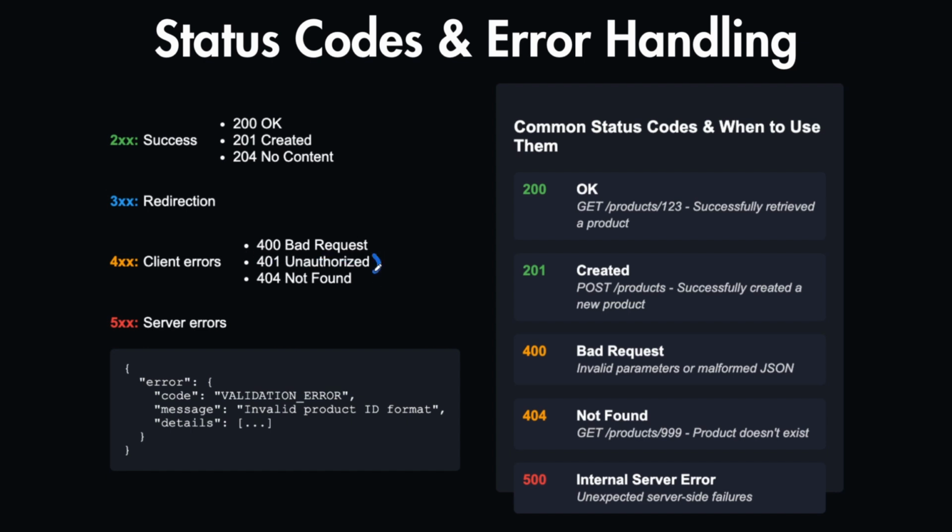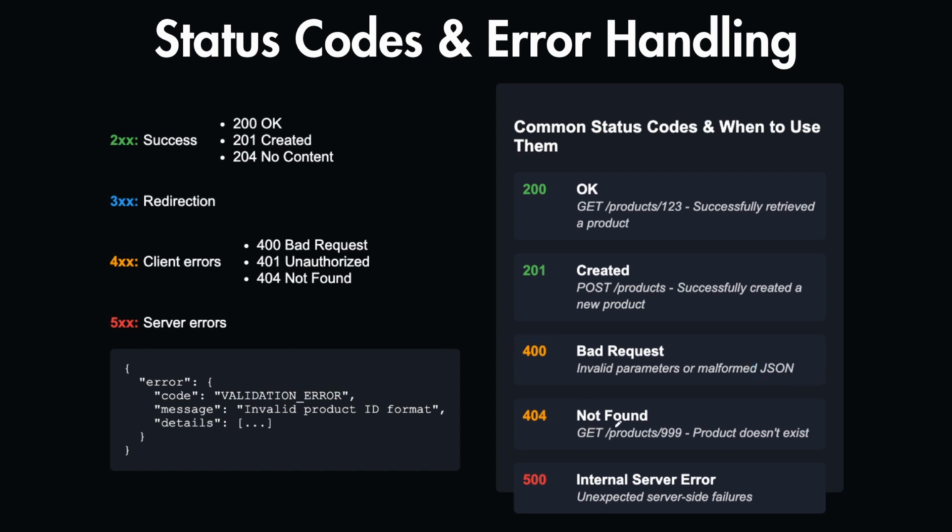In 401, we have unauthorized requests, meaning the user is not authenticated to make this request. For 404, we have not found. So generally, when you visit some URL or you make a request for some specific resource that doesn't exist, you would get this 404 status code. So for the 400 case, let's say you made a request with invalid parameters or some wrong JSON format.